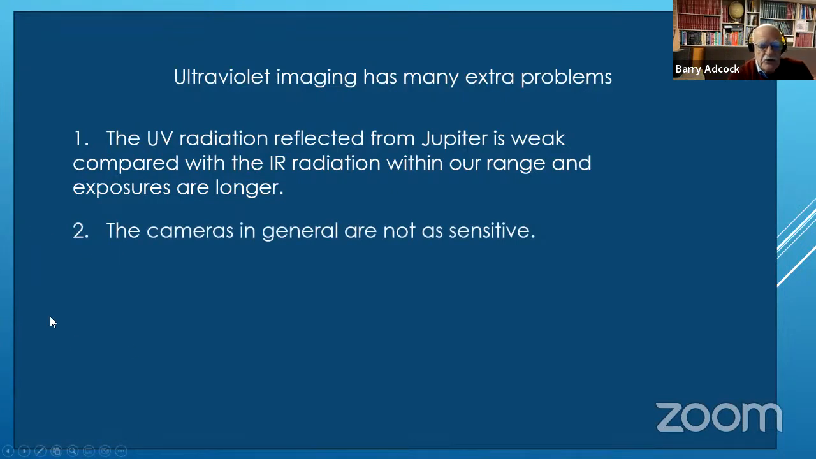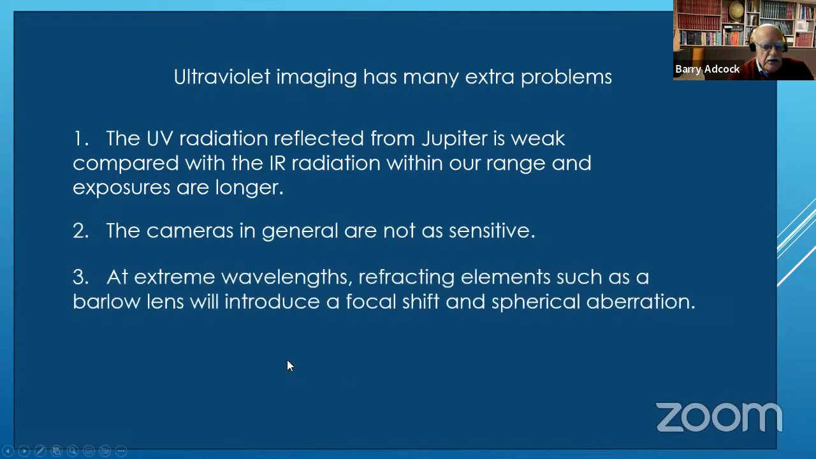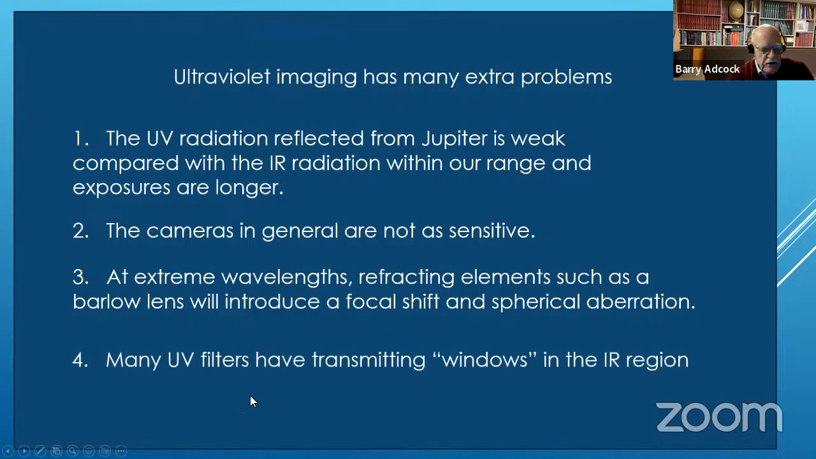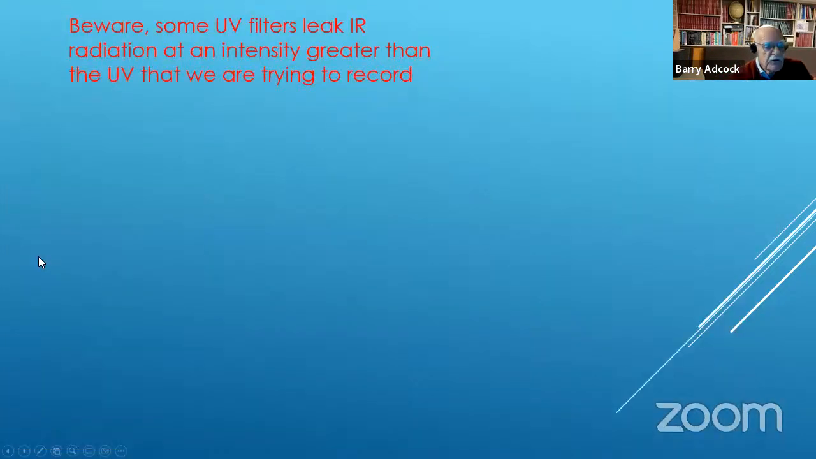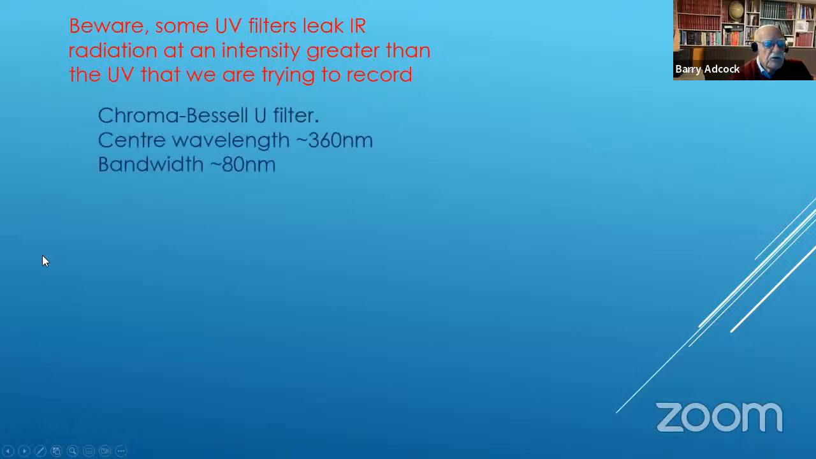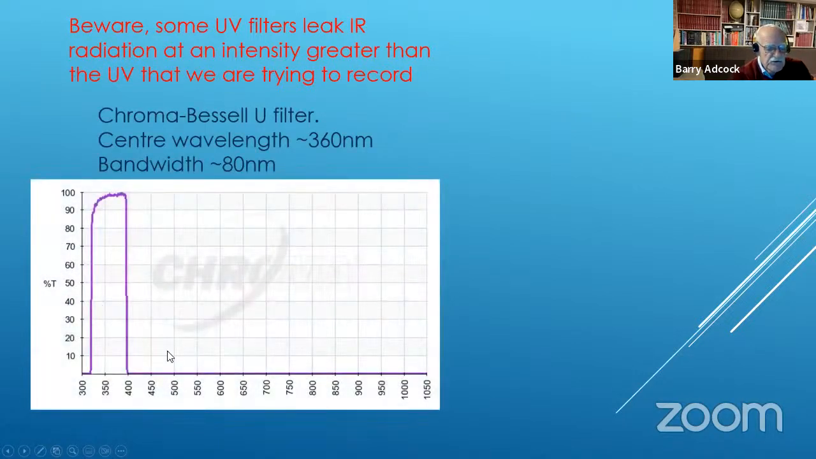The cameras in general are not as sensitive at the extreme wavelengths, and using Barlow lenses, etc. introduces spherical aberration. I have also found that many UV filters actually leak in the infrared region, so I have bought a Chroma Bessel U filter, which has the characteristics like that.